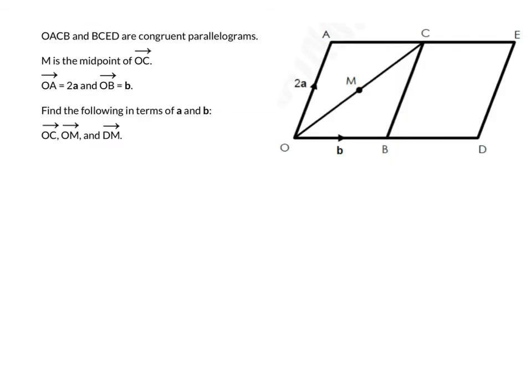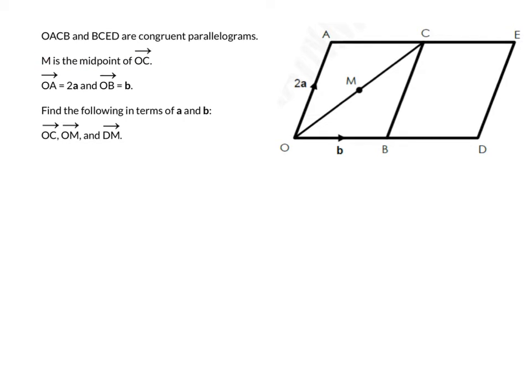Right, here's another problem involving some parallelograms. I've got OACB and BCED, so these two parallelograms are congruent parallelograms. Congruent means exactly the same shape and size. Parallelograms are going to come in useful in terms of vectors.